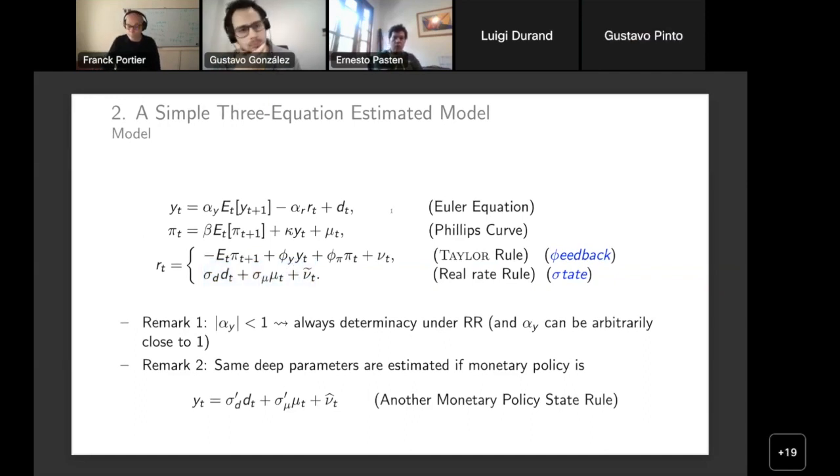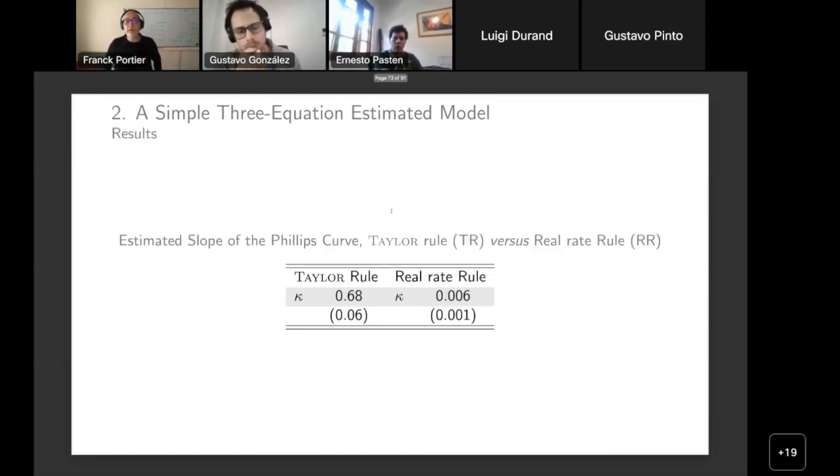Okay. Good. So let me look at the estimation of the slope of the Phillips curve, and you see that with the state rule, the slope of the Phillips curve is 100 times smaller than with the Taylor rule. So we're exactly in the case, this kappa is like the alpha parameter before.